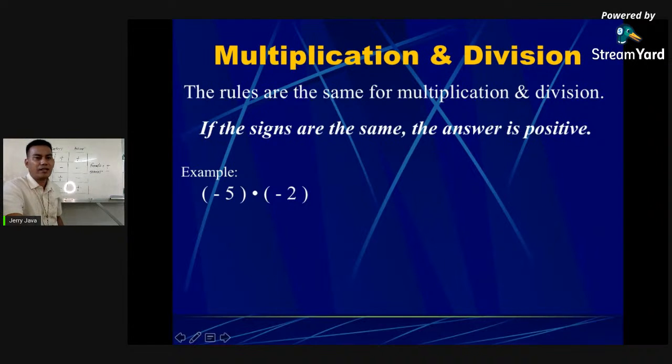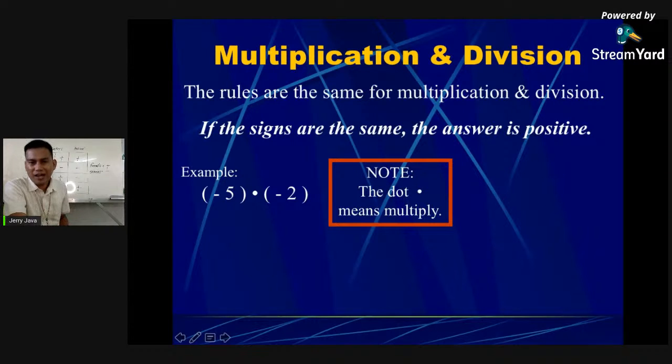Okay? So, negative 5 times negative 2. Both are negative, so your answer will be positive. You just multiply 5 and 2, which gives you 10. Then, what's the sign of 10? They are both negative. So, negative times negative gives you positive.